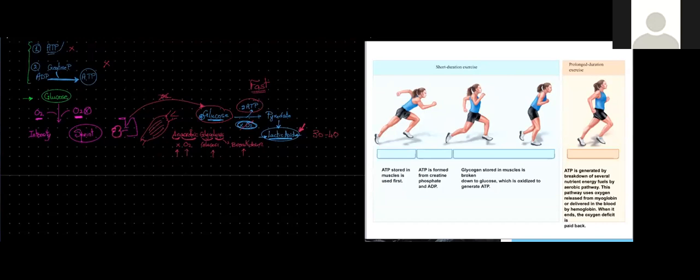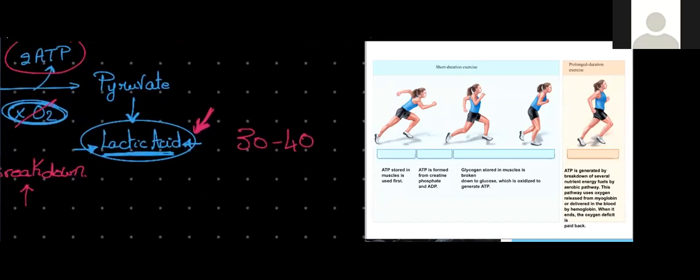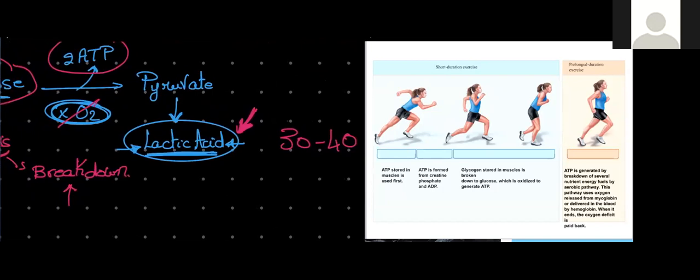Why can't you run a sprint for more than this? Because simply you are accumulating what in your muscles? You're accumulating lactic acid. Lactic acid is going to be an acid. Acid is an irritant.